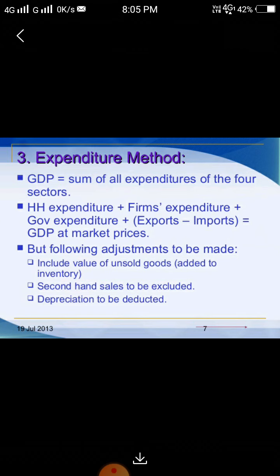GDP, what is the GDP in this? It is the sum of all the expenditure of the four sectors of the economy. Household expenditure plus firm expenditure plus government expenditure plus exports minus imports equals GDP at market price. But the following adjustments are to be made: include the value of unsold goods added to inventories, second-hand sales are to be excluded, and depreciation is to be deducted in this method.